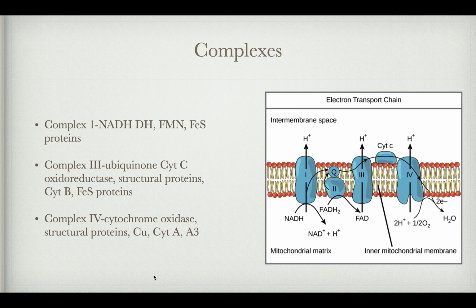So these are the complexes. Complex 1 is made out of NADH dehydrogenase, FMN, and the iron sulfur proteins. I skipped complex 2 because it's really only made of structural proteins. Complex 3 is made out of the ubiquinone cytochrome C oxidoreductase. Crazy long, I know. And the structural proteins, along with cytochrome B and the iron sulfur proteins. And then complex 4 is made out of cytochrome oxidase, the structural proteins, copper, and 2 cytochromes, cytochrome A and A3.